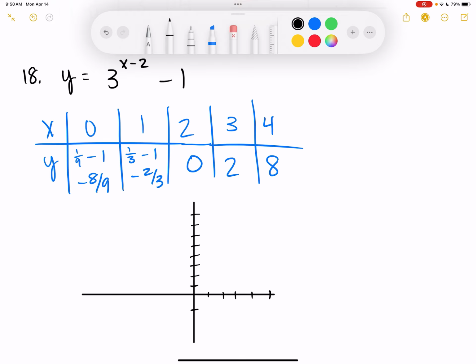All right, so I'm going to plot all 5 of these points just so that we can see this, but it's been shifted. That's why. All right, so at 0, it's -8/9, so it's almost down to -1. So in here, at 1, it's -2/3.